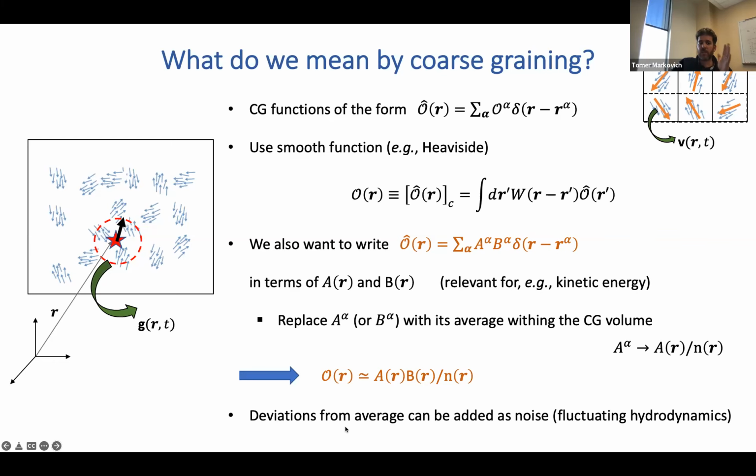So you can have deviation from this average, and if you want to discuss that, and I will not discuss that today, you can add noise, and this will be some kind of fluctuating hydrodynamic type of equations. So you have some stochastic equation. Now you can do it. At the moment, I'm just interested in the mean field behavior.